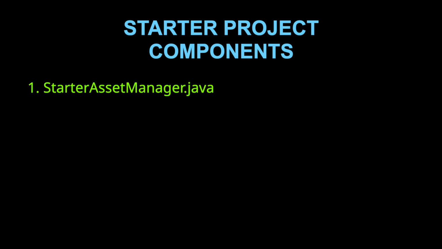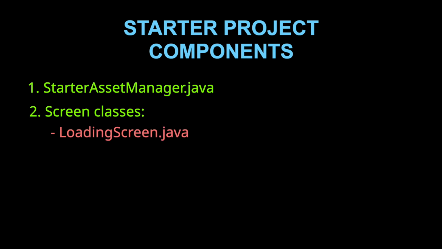The starter project has many characteristics of an ordinary game project that uses these components. The first one is the starter AssetManager, which is a central class to store and load game assets including graphics, fonts, sound effects, and tile maps. Then we have a collection of screen classes, which are the basic building blocks of the game. The loading screen is responsible for loading the assets while optionally displaying a progress bar. It transitions to the home screen when loading is finished.